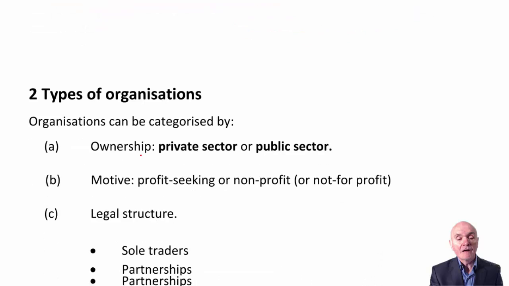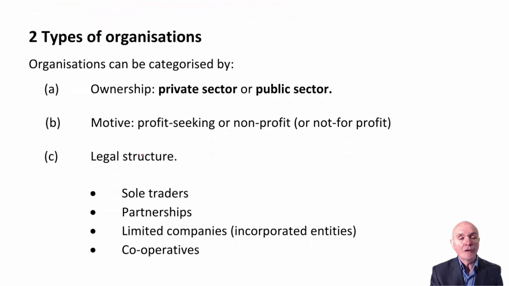Second thing we look at is the types of organisation, and they can be split over a number of different headings. First of all, their ownership. It can be private, like a private company or a private business, or it could be owned by a government, whether it's a central government or a local government, some sort of public sector or public ownership.